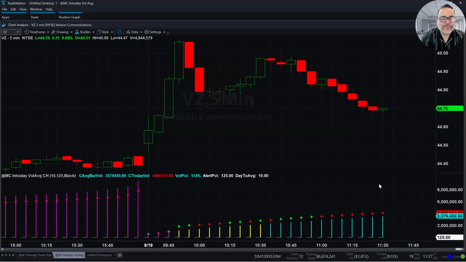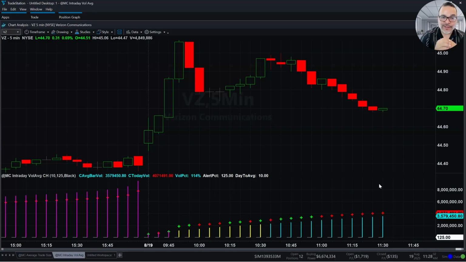What the color of red and green is trying to measure is the rate of change of today's volume from one bar to the next versus the rate of change of the average. So it's just a straight calculation. It looks at the prior bar's volume and subtracts it from today's bar, and it measures how much that volume has changed. It does the exact same thing for the average, and then compares the two results.